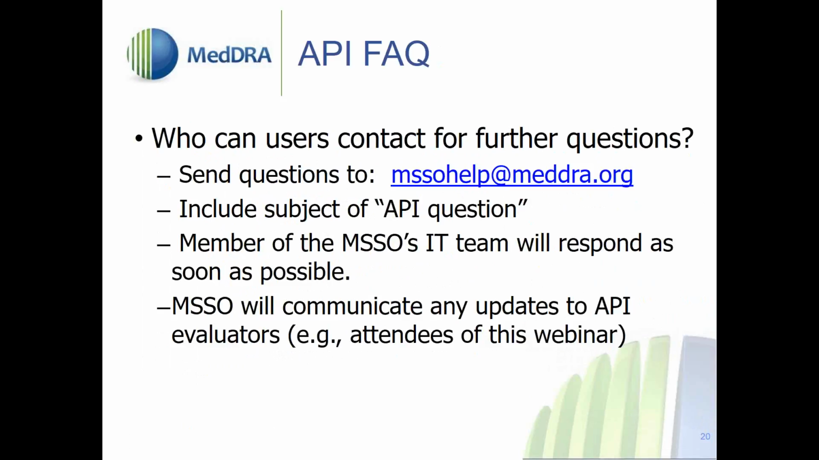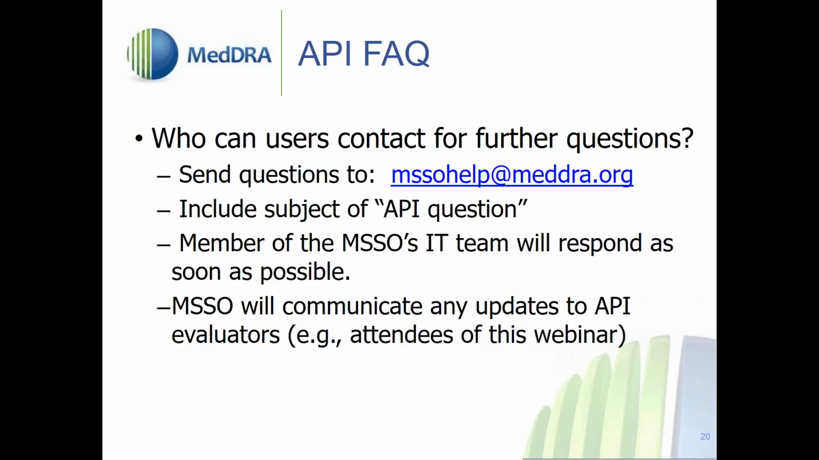If you have other questions outside of the Q&A session that we're about to go into, that may pop up as you review the information, you are more than welcome to send a question to our help desk at mssohelp@meddra.org. Please do include the subject of API question so that it is clear what your question is about, and that will be routed to our IT team, who will then respond as quickly as possible.